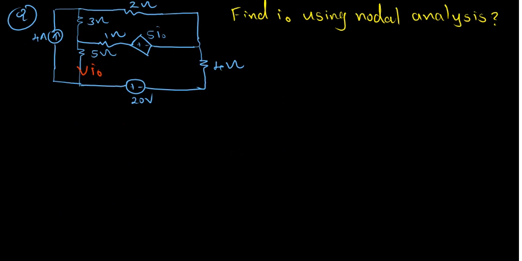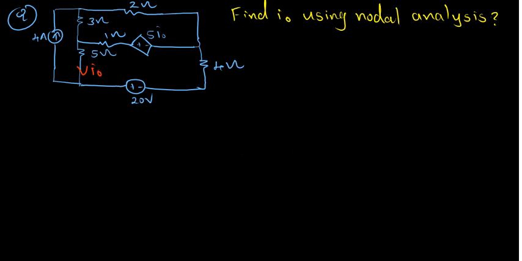So let's take an example. There is a circuit here. There's a 4 amp current source, a 3 ohm resistor, a 2 ohm resistor, and a dependent voltage source. There is a 20 volt independent source, a 4 ohm resistor, a 5 ohm resistor, and I naught. The dependent source value is 5 I naught. Find I naught.